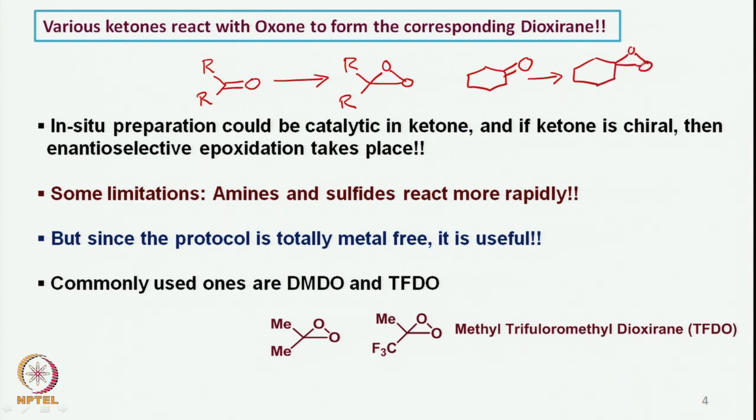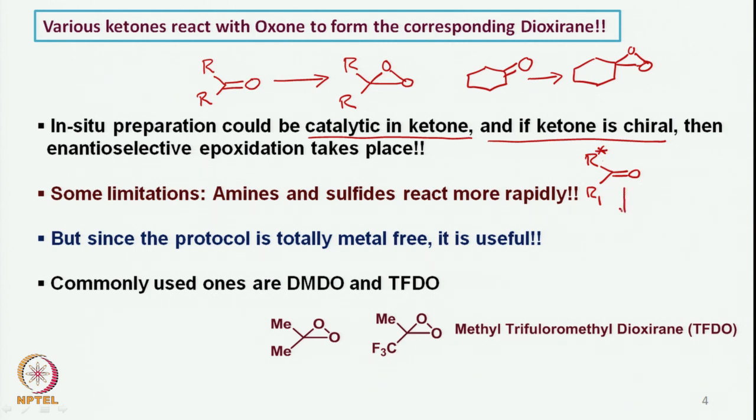The advantage of this is that we can prepare the dioxirane from a chiral ketone. So if the ketone is chiral, that means optically active, then we can use a small, catalytic amount of ketone and react it with oxone, and epoxidation is expected to take place, because any chiral ketone will give the corresponding chiral dioxirane. So supposing you have an R group here and here is an R1 group and your ketone is like this, and one of these is having a chiral center here.